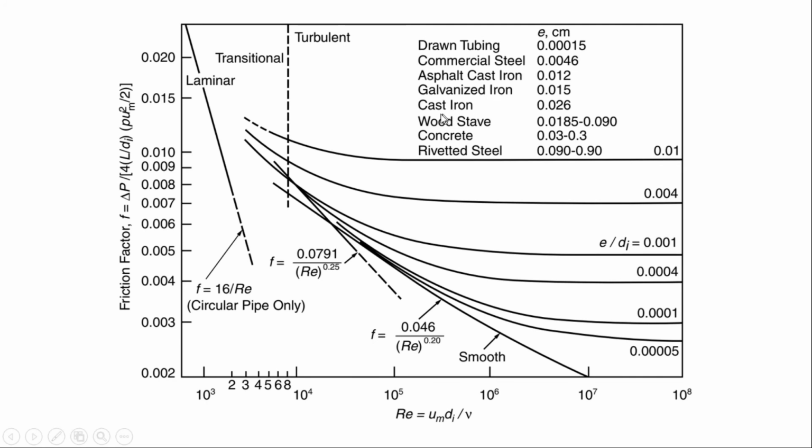So let's suppose the pipe is made of cast iron. You have to use the value of E that is 0.026, and the internal diameter di, so that the ratio would be equal to 0.001. And for example, if the Reynolds number value is 10 raised to the power 6, which is in the turbulent region, then for the particular horizontal line, you will get the value of the friction factor for the particular geometry. So after getting the value of the friction factor from this graph, you ultimately determine the value of the pressure drop.